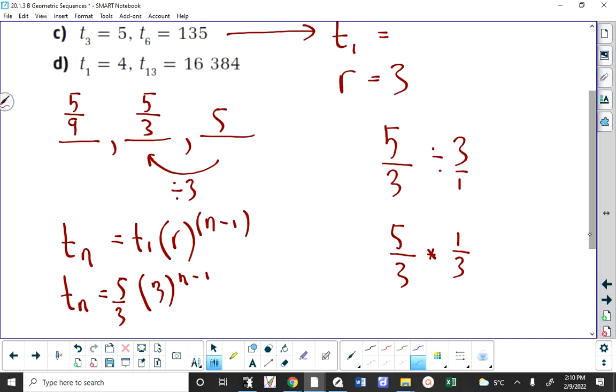Thank you. My brain slipped a gear there. Right, this gives 5 over 9, which is the first term, and I wrote 5 over 3, my mistake. Good catch. It is definitely 5 over 9, which is T1. Any other questions?